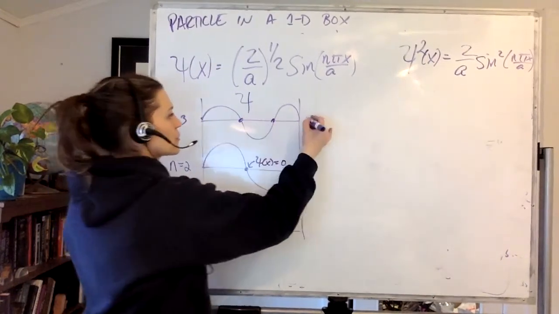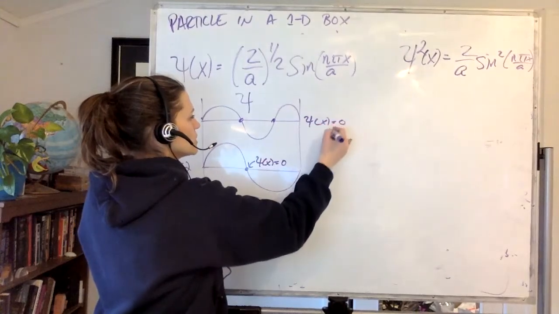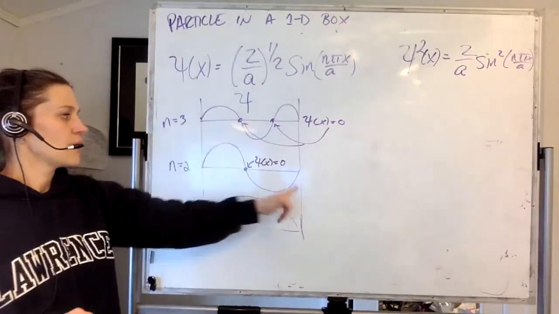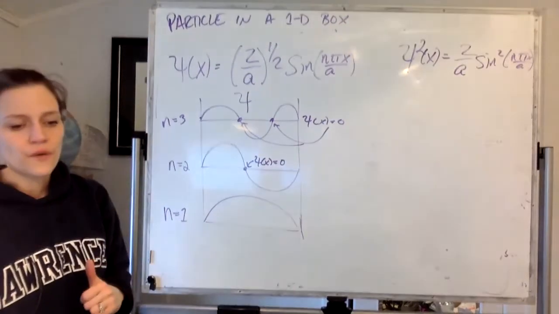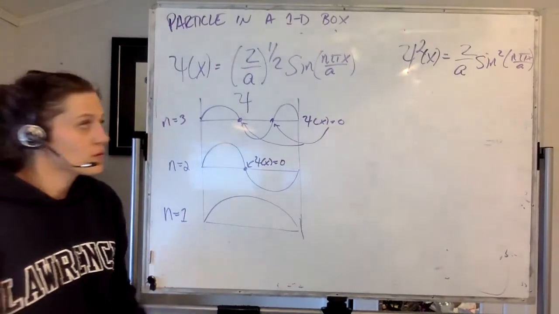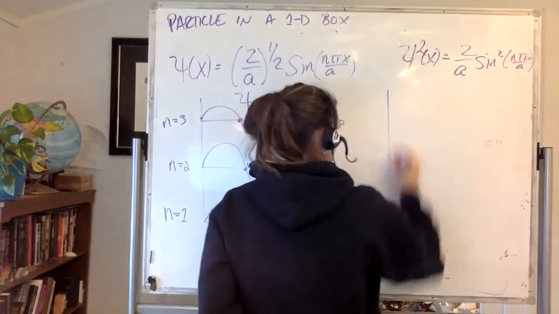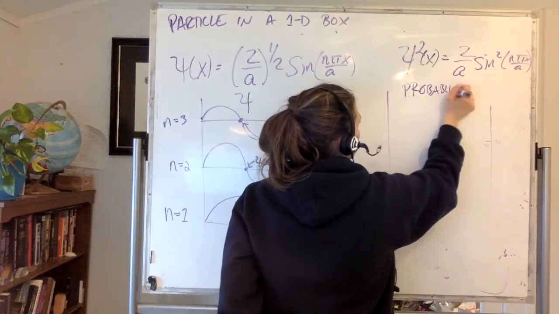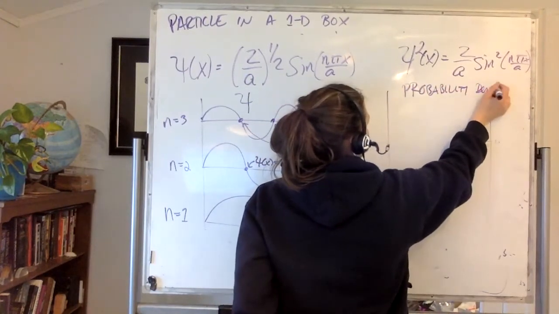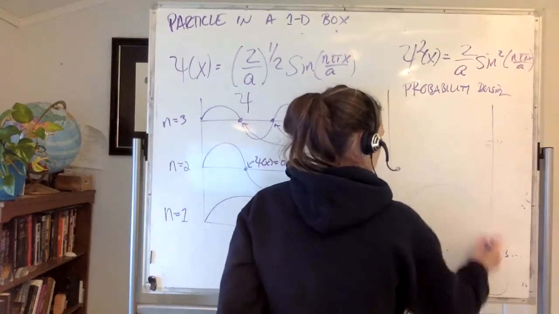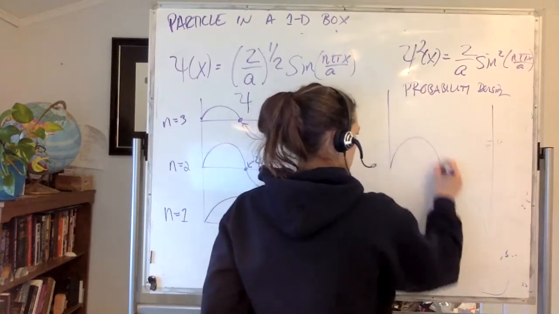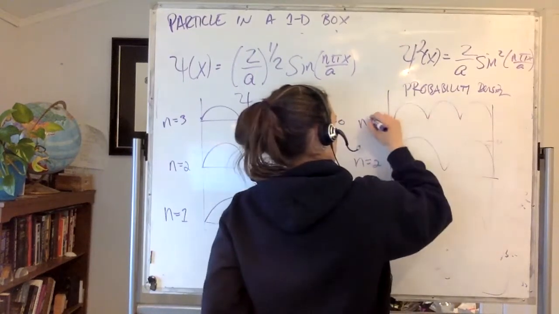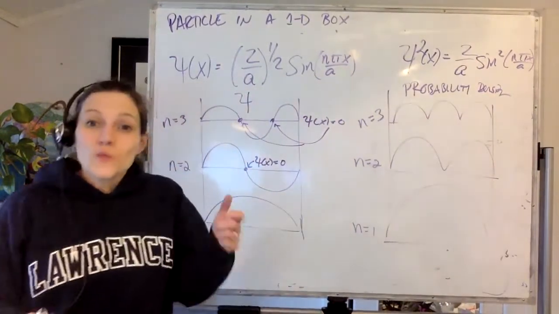Likewise, there are 3 nodes for n equals 3. Psi of x equals 0 at the nodes. Okay, it also equals 0 at the boundary. And so if you were to take psi squared, however, which is psi times psi, you would get the probability density. And so you'd get something that looks like this: n equals 1, n equals 2, n equals 3. And this is where quantum gets weird.